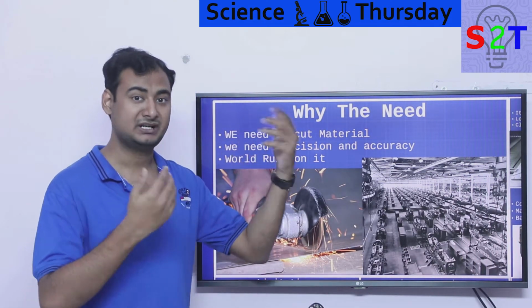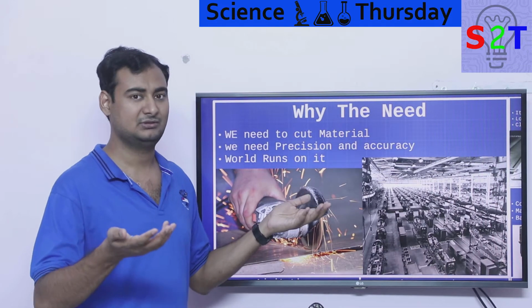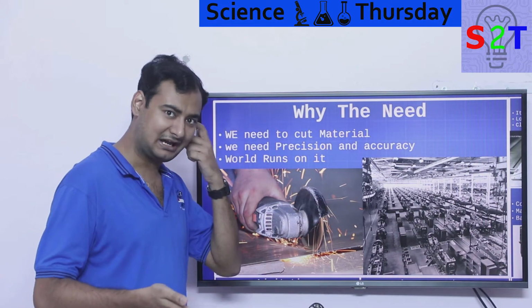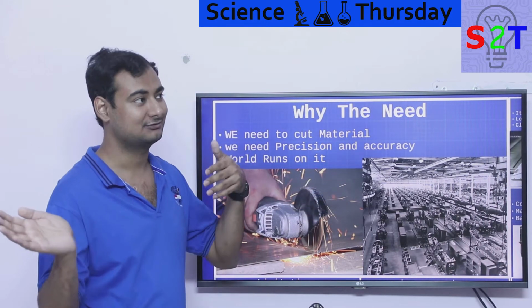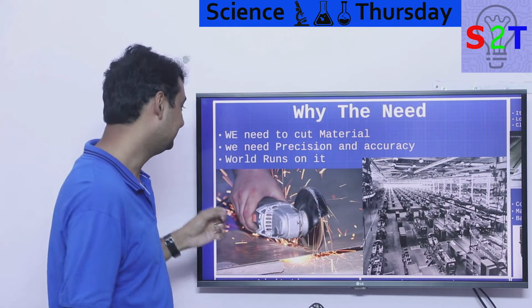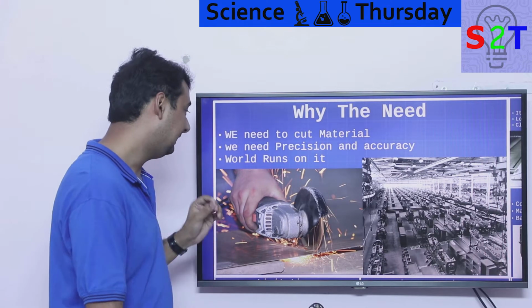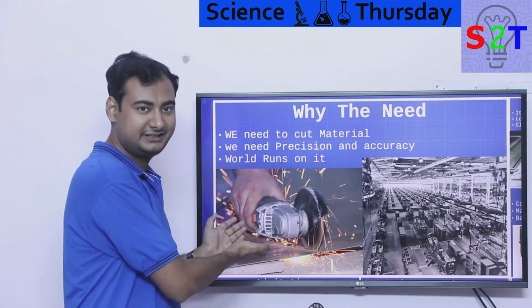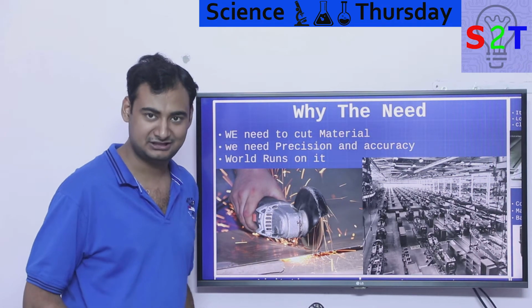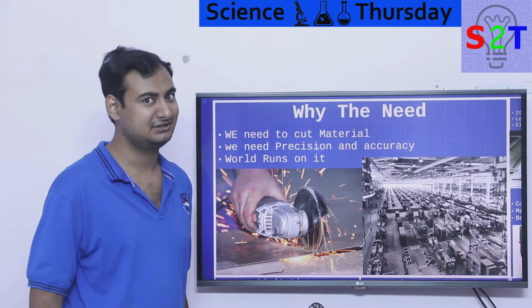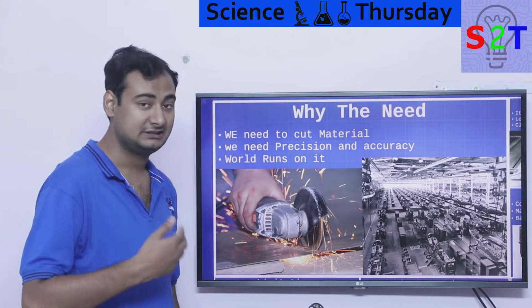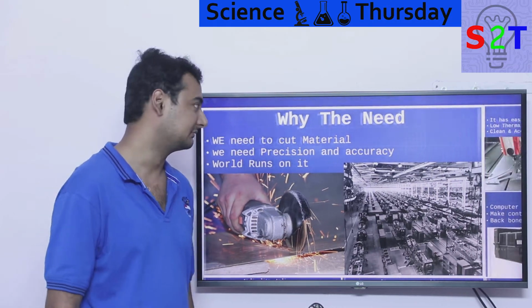If you are making, let's say, one Eiffel Tower, that's not an issue, but if you are building a mobile tower, it is an issue, because you have to make sure every component of the mobile tower works with every other component. So in those scenarios, precision and accuracy become absolutely necessary, and the world runs on it. You can take an angle grinder and cut a metal, that's not an issue. It's just imagine doing that millions of times. So that is why we need something that can do laser cutting.